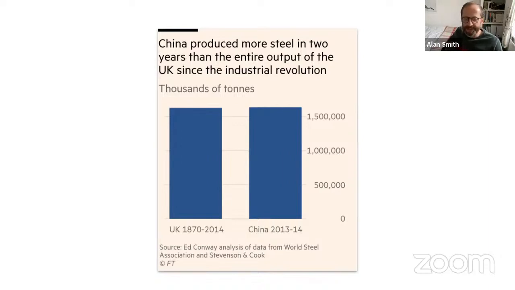Well, it's actually encoded in the labels at the bottom. The UK measure is all the steel produced between 1870 and 2014. And the measure on the right is all of the steel produced by China in 2013 and 14. Yeah, absolutely. Now, if you'd had full time series data, you could have of course plotted the rates to show how quickly China had produced and caught up with that UK total.